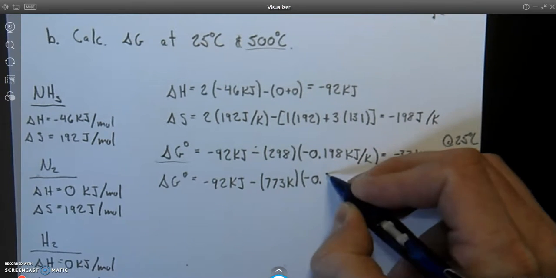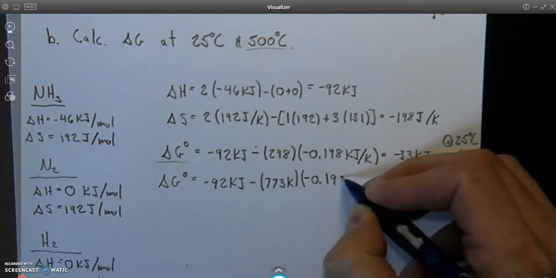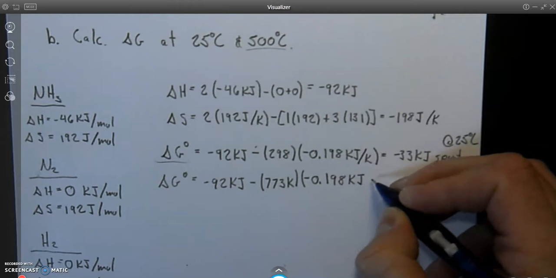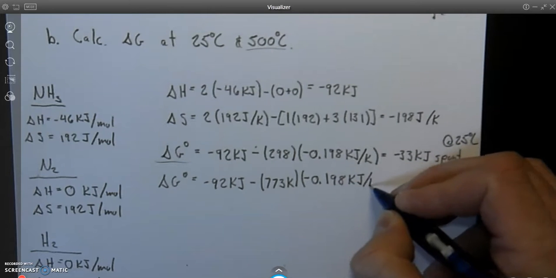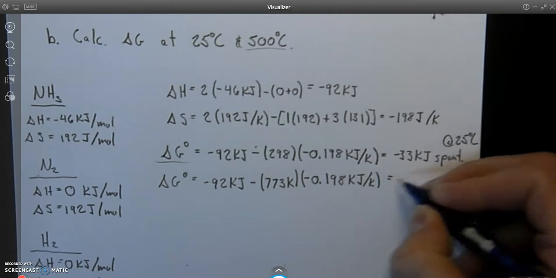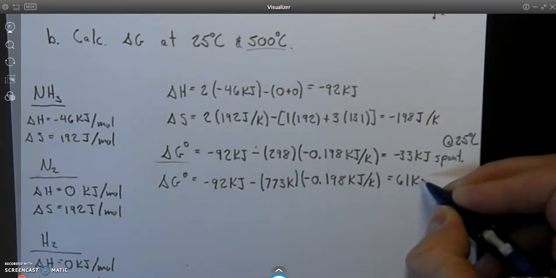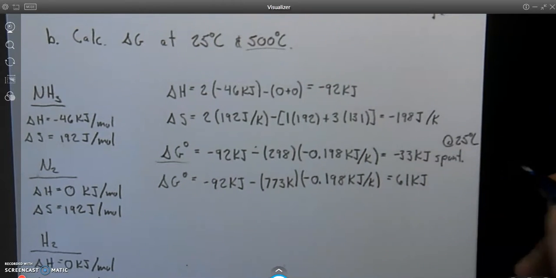And again, don't forget that the delta S value has to be in the same units as the delta H value. So typically we switch over to kilo, but you could do either one. And I'll go ahead and put that in there. And this time the value comes to 61 kilojoules, which of course is positive.